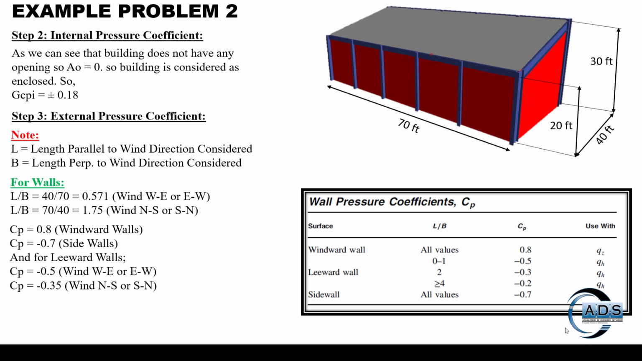For wind west to east or east to west, the length over breadth ratio is 0.571, which is less than 1, in between 0 and 1, so CP is minus 0.5. But for north to south or south to north direction, it is 1.75, which is in between 1 and 2, which is not in the table, so we have to interpolate it. So let's do the interpolation.